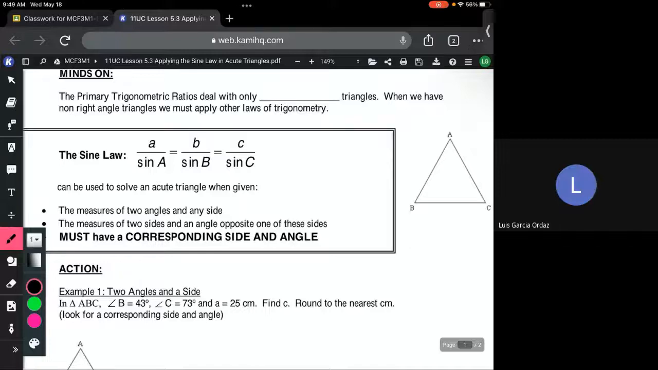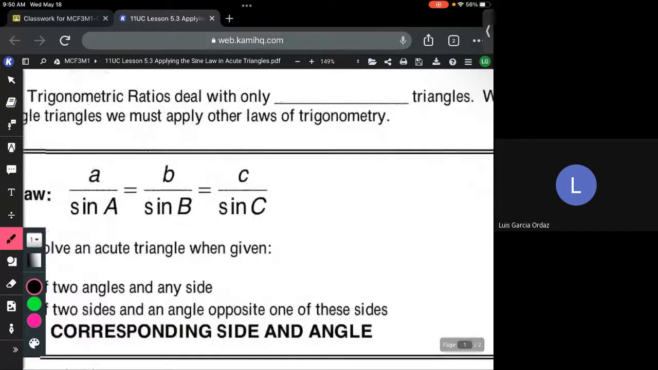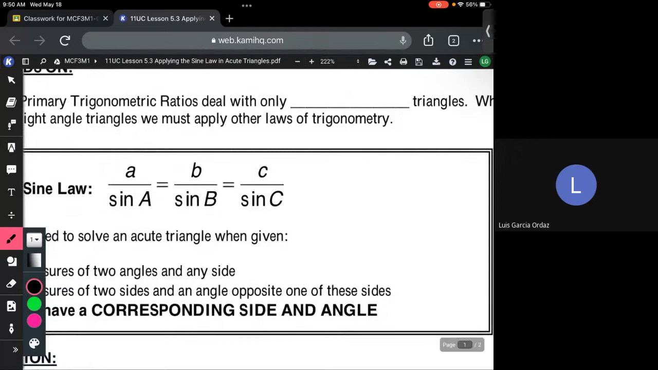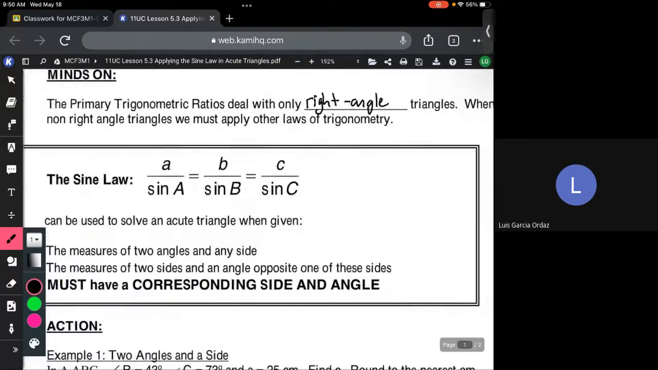Stuff with right angles. We're going to learn something about cosine law and sine law. So basically, this is where we don't have any right angle triangles. So the primary trig ratios from the beginning, like I said, only deal with right angle triangles. So that means triangles that have 90 degrees.